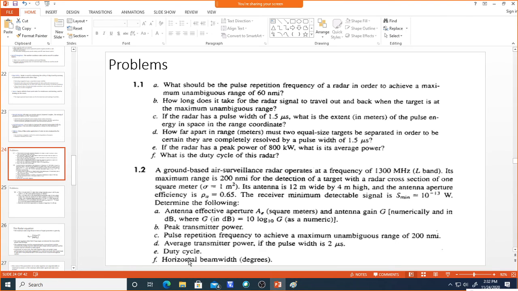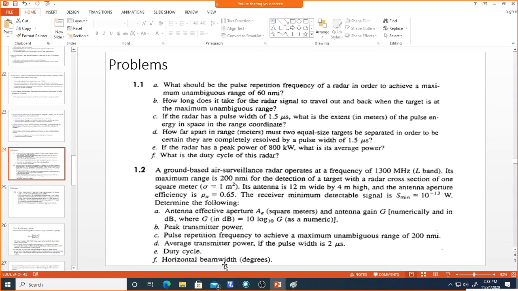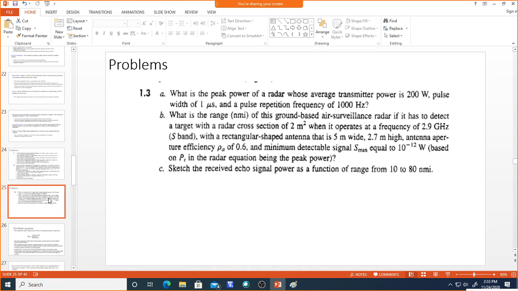Okay, so you can even take an approximation. Some books use 41,000, some books use 40,000 because they do not consider the reduction in the side lobe power. The exact formula is 41,253 something. So it is approximated; some take 40,000, some take 41,000. Okay, so this is the beam width. This is about the second problem.